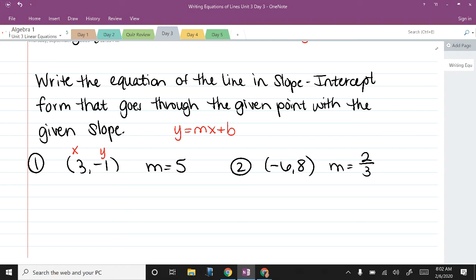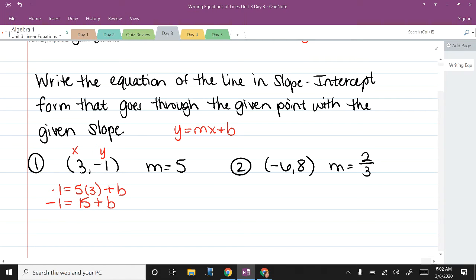Y'all see that? So, what is y? Negative 1 equals what's m? 5 times what's x? And then just leave it plus b because we're going to solve for b. So what's 5 times 3? So negative 1 equals 15 plus b. Now how do I get b by itself? Subtract 15 on both sides. And what's negative 1 minus 15? Negative 16 equals b. Everybody okay with how we got b?